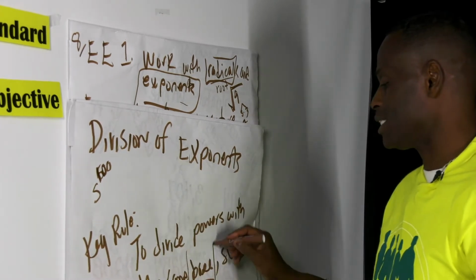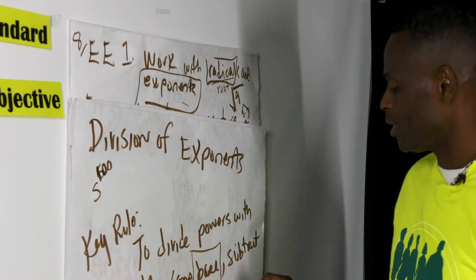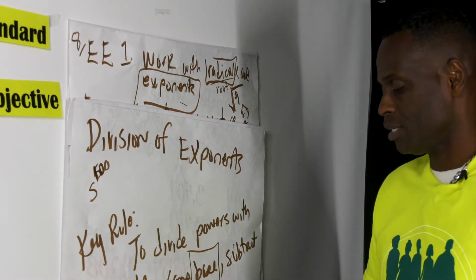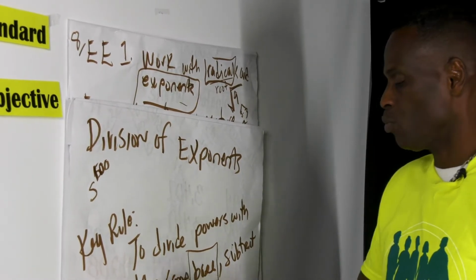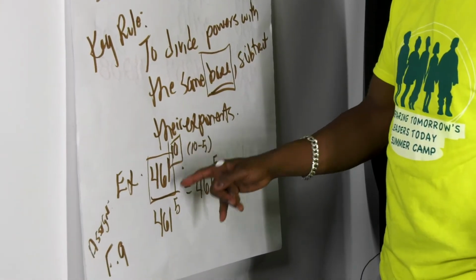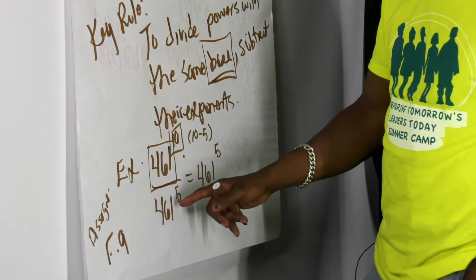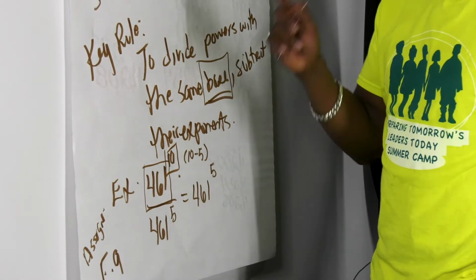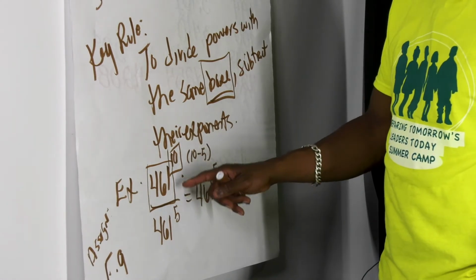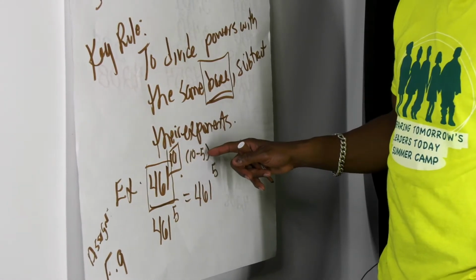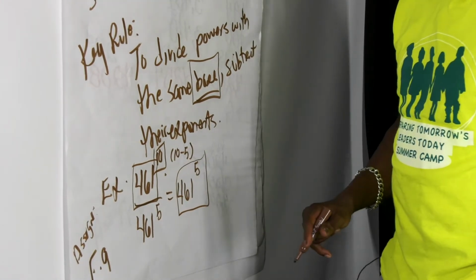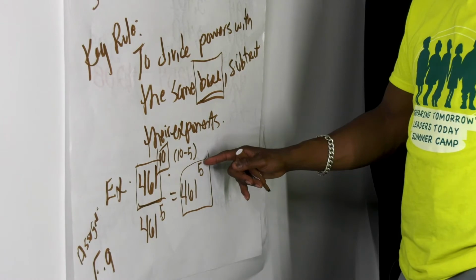And what do they mean by base? Can anybody tell me? They mean that the number that's here, that number is the base. This number is the exponent. So when we have a division problem, the way it's set up, 461 to the 10th power over 461 to the 5th power, we want to go ahead and subtract the exponents in this division problem by lining it up and just subtracting. And then we end up with this as our quotient. 461 to the 5th power is our final answer.